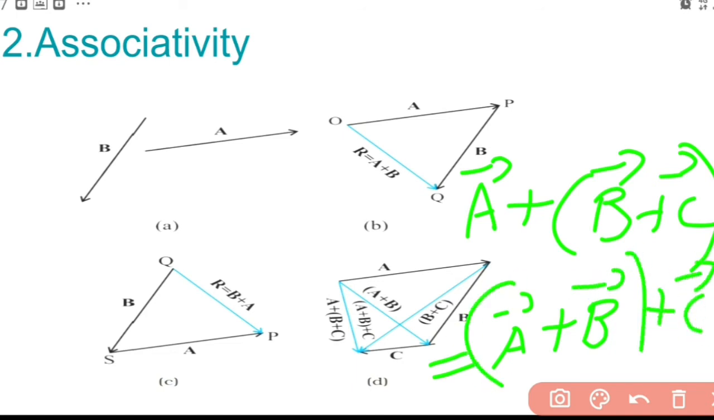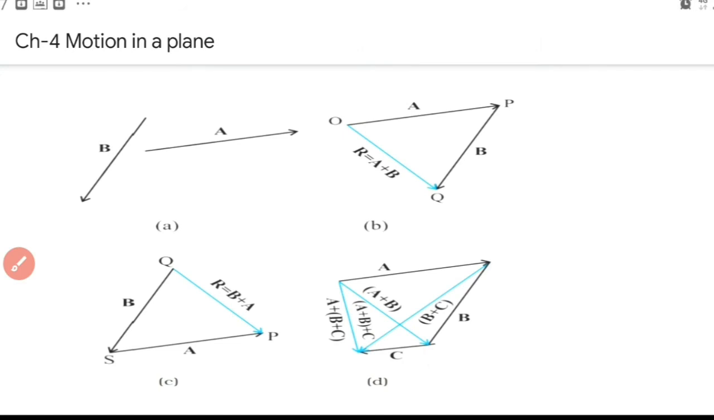What is the difference there? Here A and B are added first, and then C is added to the sum of vector A and vector B. That is the meaning. So this associative property of vector addition means both are the same: A plus (B plus C) is equal to (A plus B) plus C.